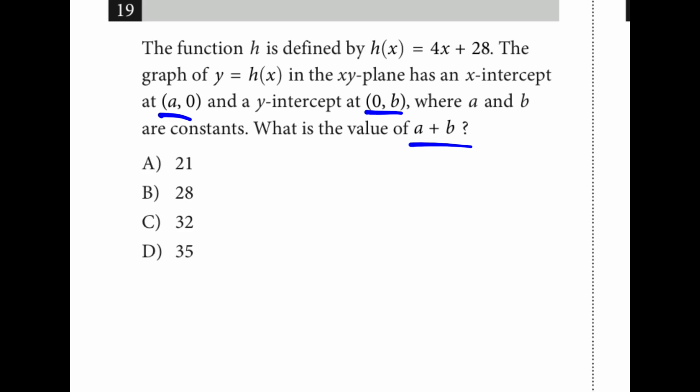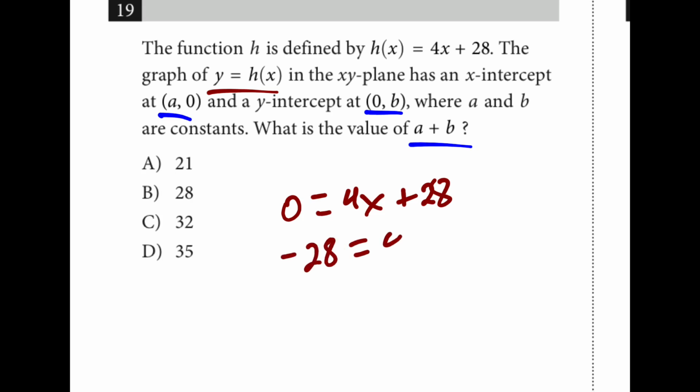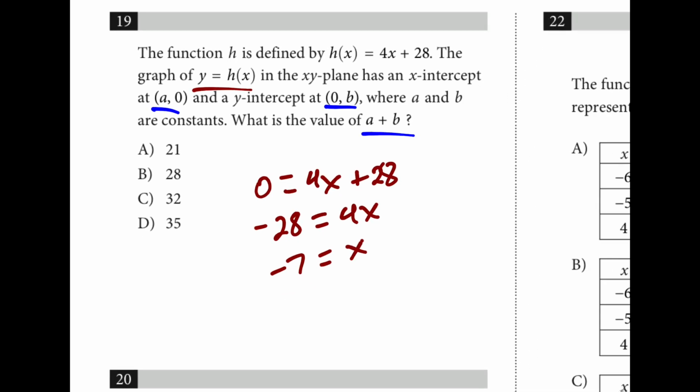So first of all, when they say y is equal to h of x, that means they're the same function. So if my x-intercept is blank, 0, that means I plug in a 0 over here, and I solve. So negative 28 is equal to 4x, or x is equal to negative 7. For my y-intercept, that means I plug in a 0 here. 4 times 0 plus 28, that one's going to be 28. If I add 28 and negative 7 together, I get 21.